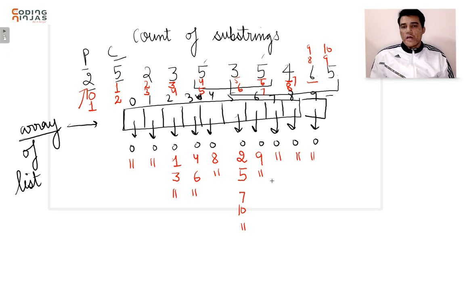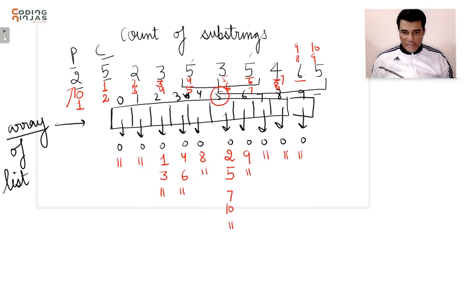have used 11. Now after we have created this array, let's talk about how we'll count all the substrings where the count of occurrences of digit 5 is exactly 2. To do that, I have to just focus on this list. So let us take this list.